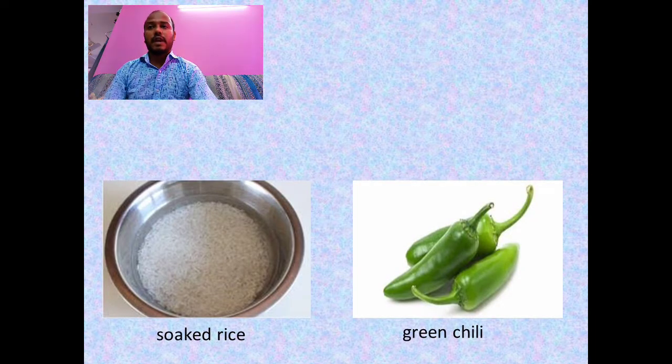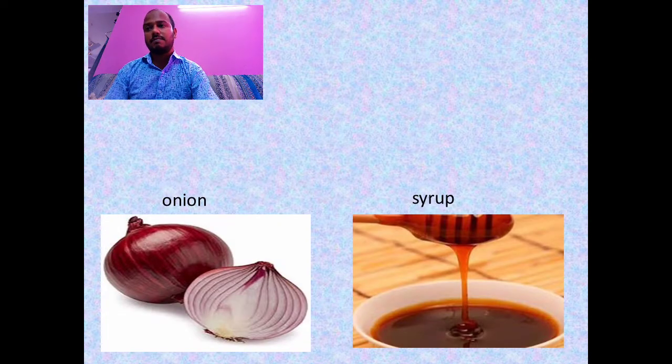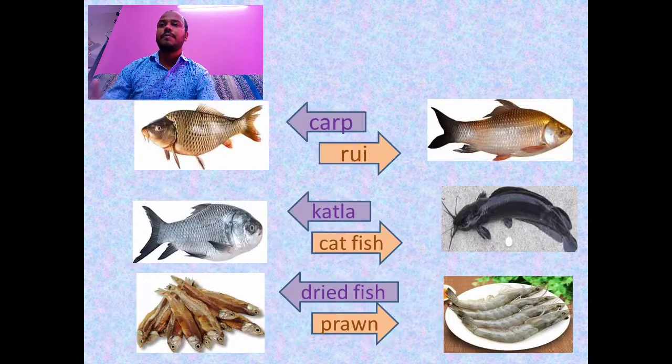Next one is soaked rice. Soaked rice means bhejano bhat, that means bhejano chal. And soaked rice basically is called panta bhat. And green chili. Green chili means kacha lonka. And onion. Onion means peyaj. And syrup. Syrup means soup.